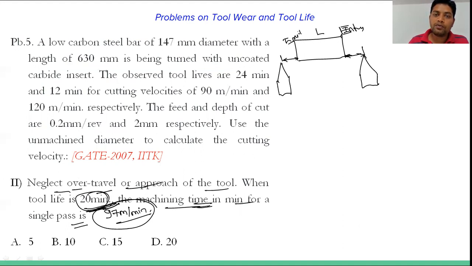Now we are making the tool move toward this side. We are giving the feed, and initially we have taken some depth of cut. For proper surface finishing at the edges, at the inlet or the outlet, we keep some approach. Approach means the distance between the workpiece and the tool after giving some depth of cut. So this is the approach, and this is the over travel.